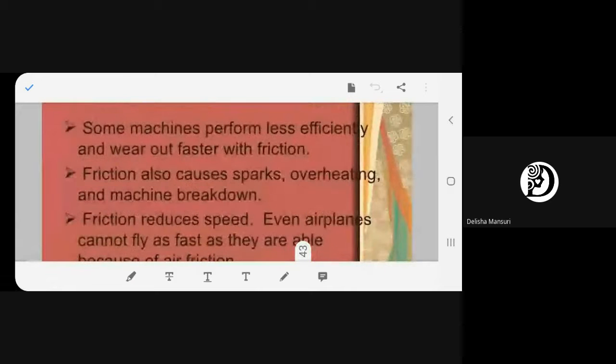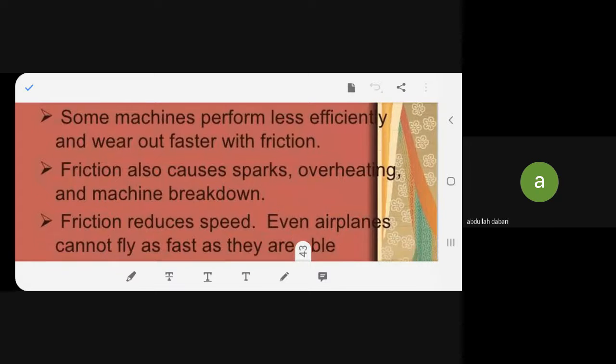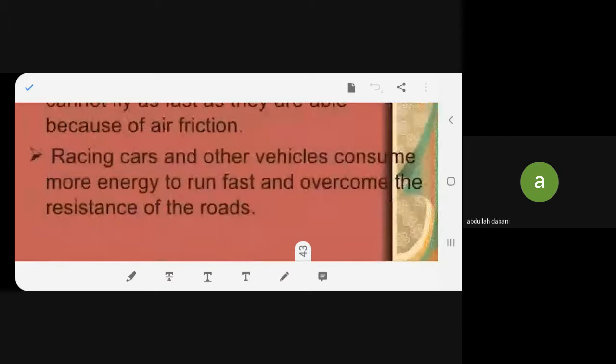Now read. Some machines perform less efficiently and wear out faster with friction. Friction also causes sparks, overheating, and machine breakdown. Friction reduces speed. Even airplanes cannot fly as fast as they are able because of air friction. Racing cars and other vehicles consume more energy to run fast and overcome the resistance of the roads.